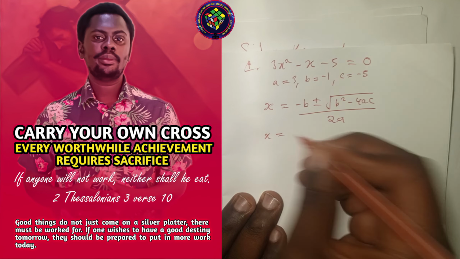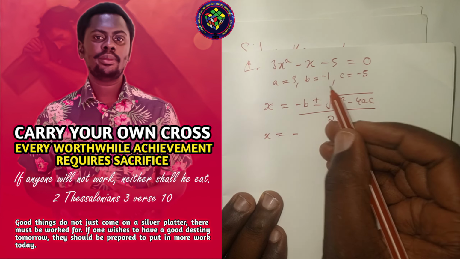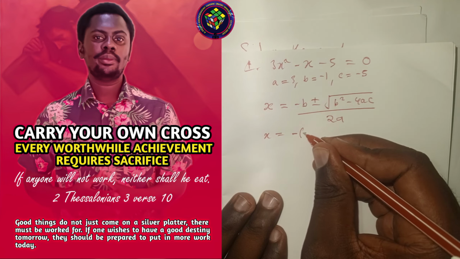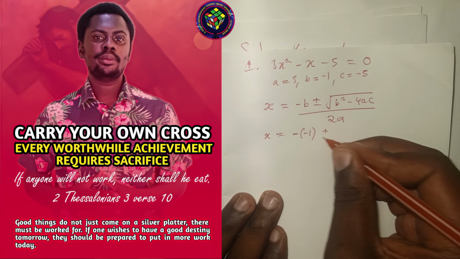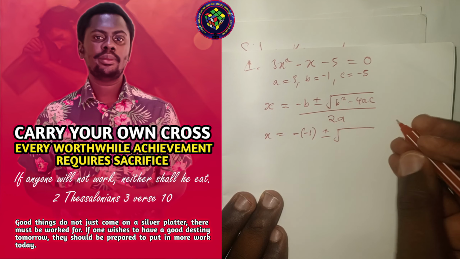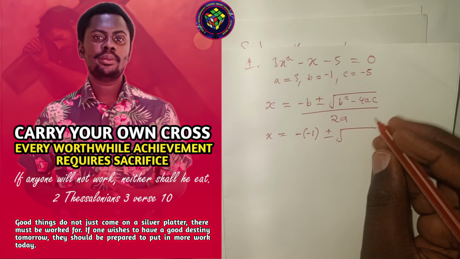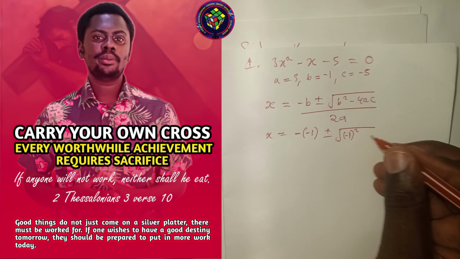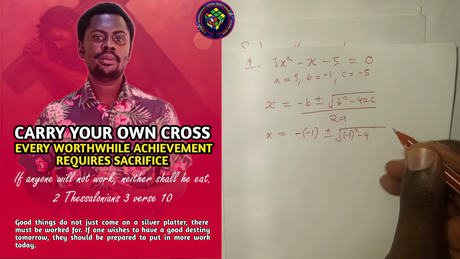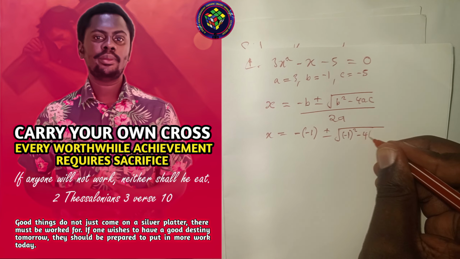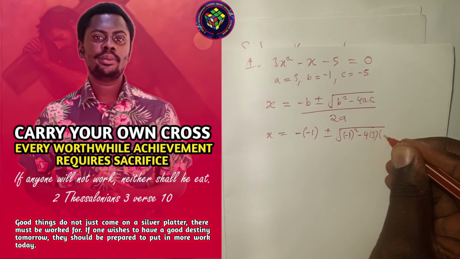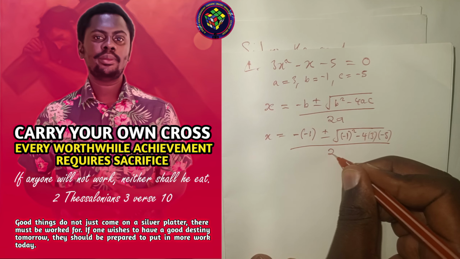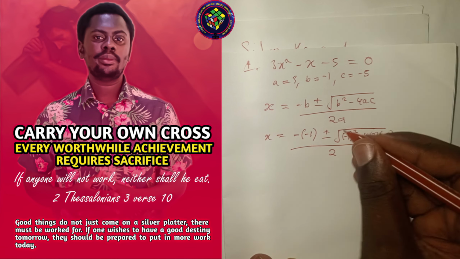So x is equal to minus b, and b is minus 1, so we put in brackets minus 1, then plus or minus the square root of b squared, b is minus 1, so in brackets, minus 1 squared, then minus 4, then a is 3, and c is minus 5, then all over 2 times a, a is 3, so you put 3 in brackets.